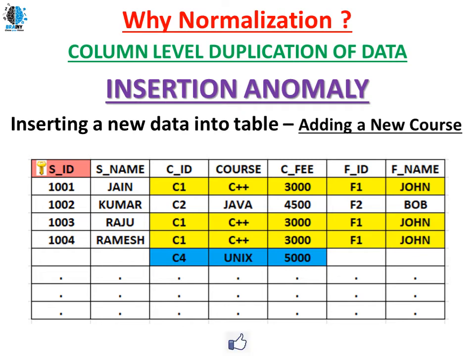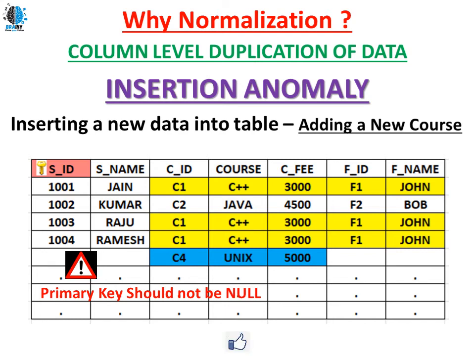So what is a primary key? It's unique and not null. So I will get an error: the primary key should not be null. This type of anomaly in the data of a table in a database is called an insertion anomaly.